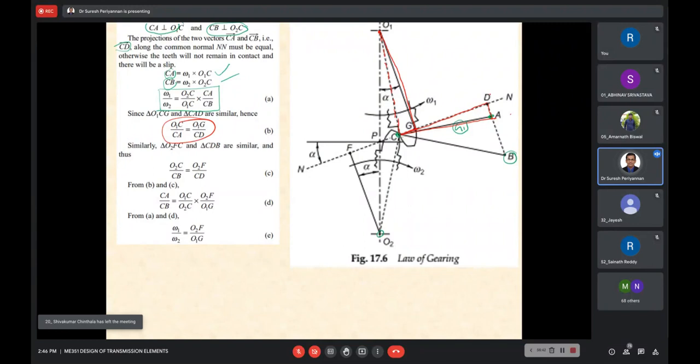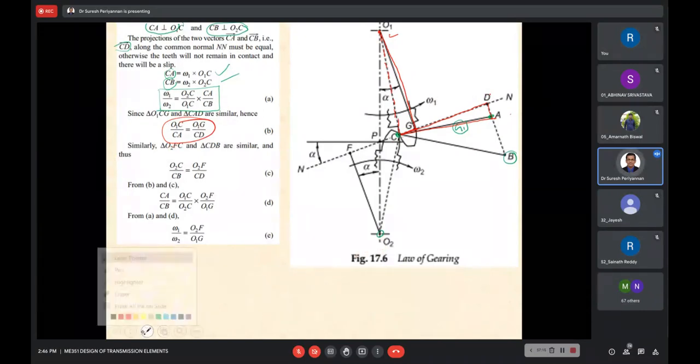From this similar triangle, see here, O1C divided by CA, because of similar triangles. Now, these two dimensions are perpendicular, right? This is O1G divided by CD. Similarly, I take gear 2. Where is the similar triangle here? This is O2FC, a similar triangle with respect to gear 2. Now, with respect to gear 2, these are the similar triangles.